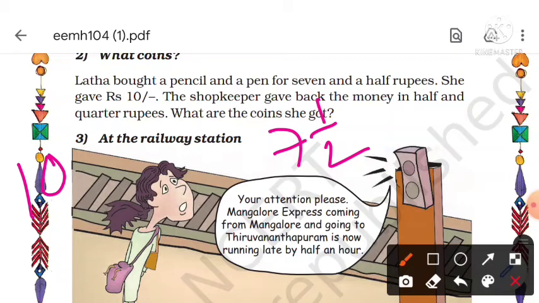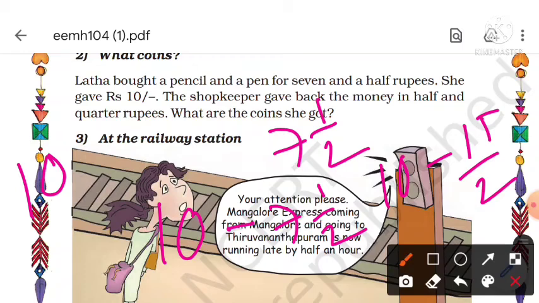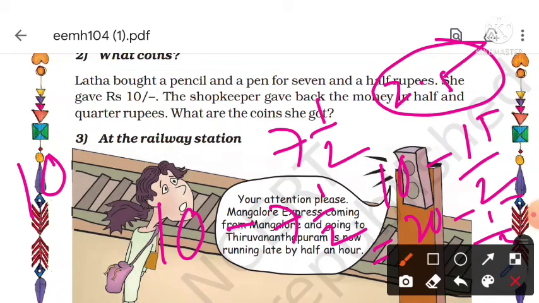So the shopkeeper gave back the money. What will it be? It will be 10 minus 7 into 1 by 2. 7 into 1 by 2 means it will be 10 minus 15 by 2. So from here we can get 20 minus 15 by 2, which is equal to 25 by 10, that is 2.5. So the money the shopkeeper gave back is equal to 2.5 rupees.